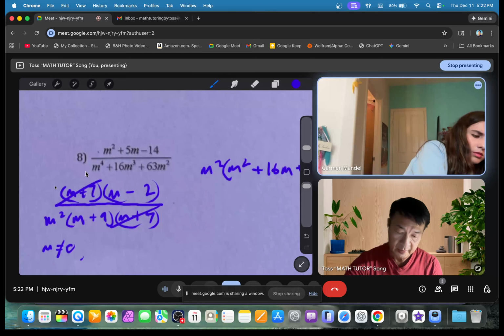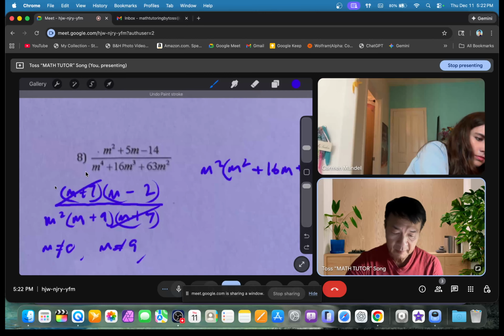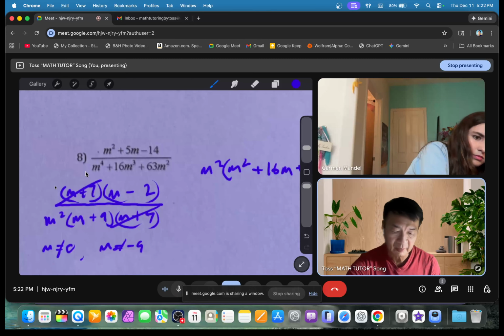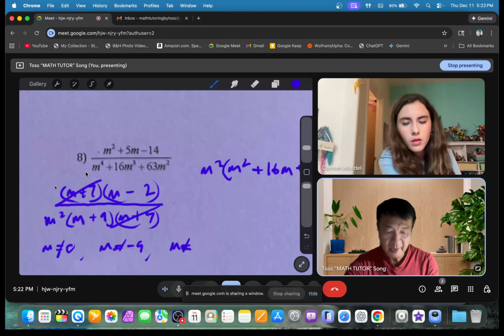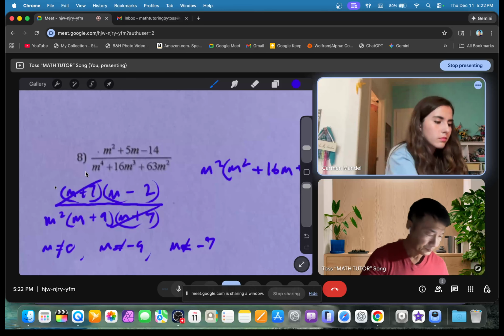Is there 3 m's? Yes, there's three m's. So m not equal to 0, then m not equal to negative 9, negative 7. Now, sometimes they put commas, like instead, just write one m and not equals, like three of them. It's up to you. You can do m not equal to 0, comma, negative 9, comma, negative 7, like that. Some people do that.